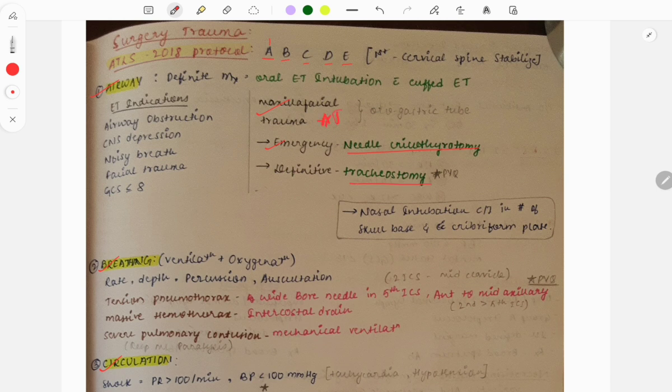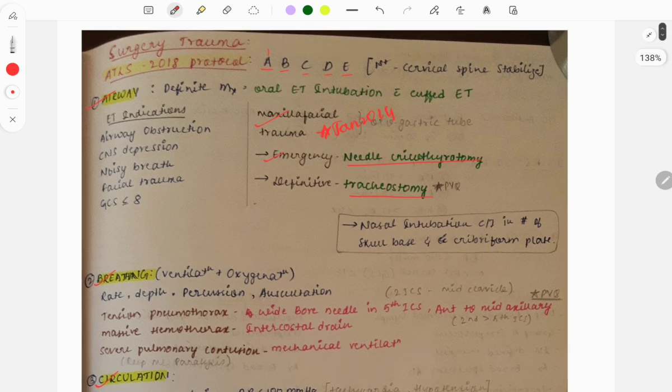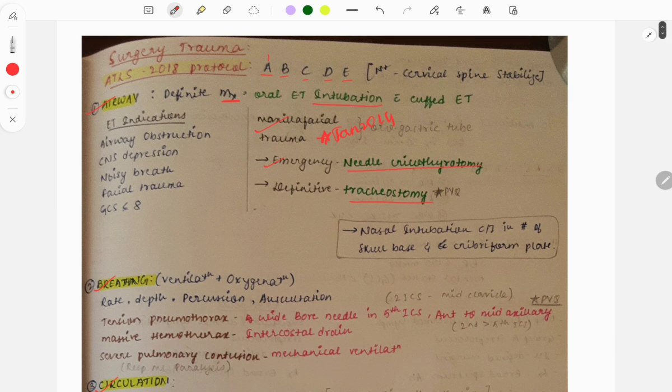Okay, so this was asked in the recent exam, so it becomes important that it can be asked in the future exams. So the airway management, how will you do? The definitive management is by intubation, oral endotracheal intubation with cuffed endotracheal tube.